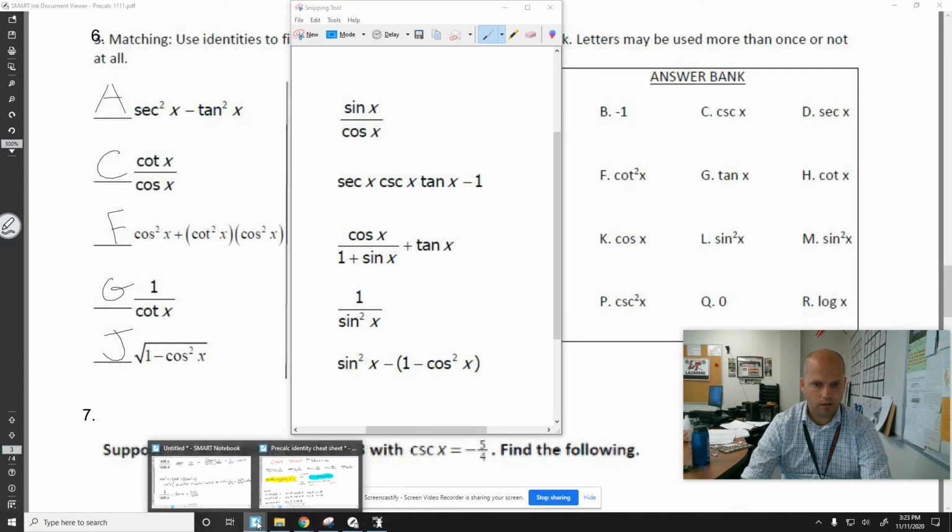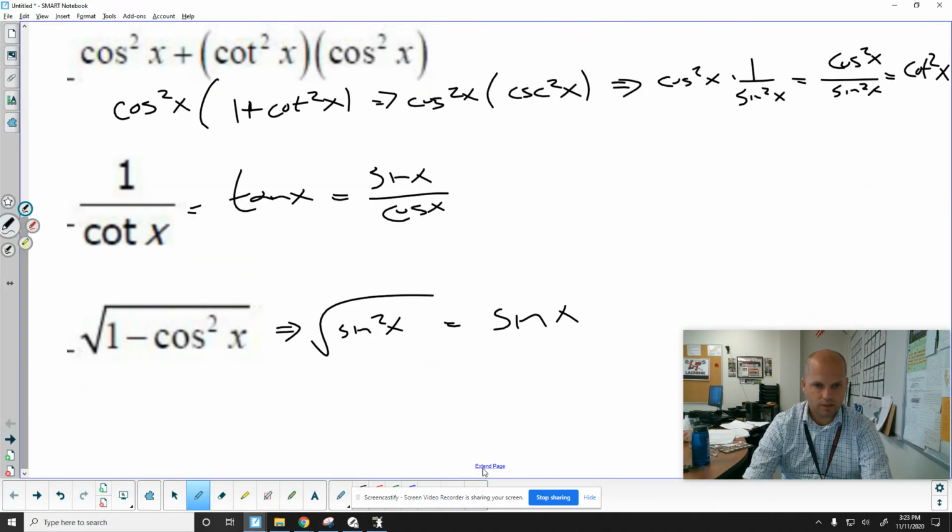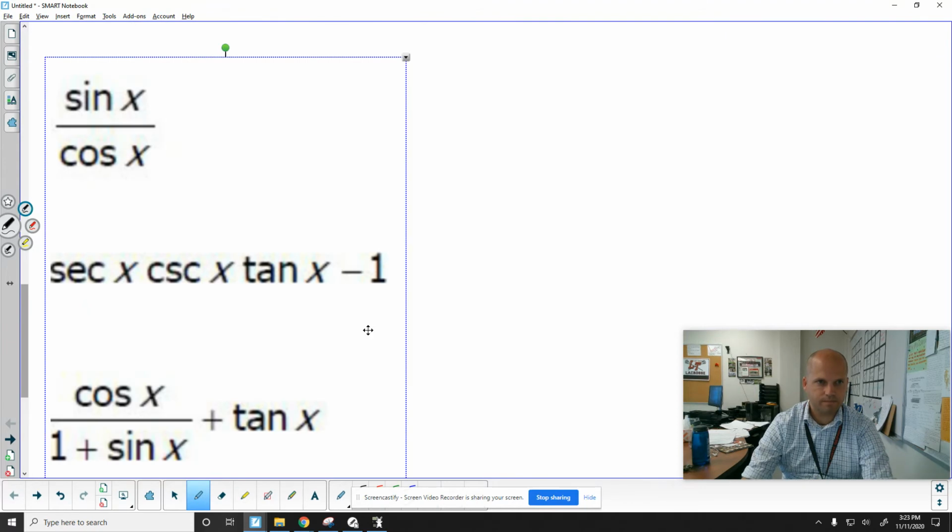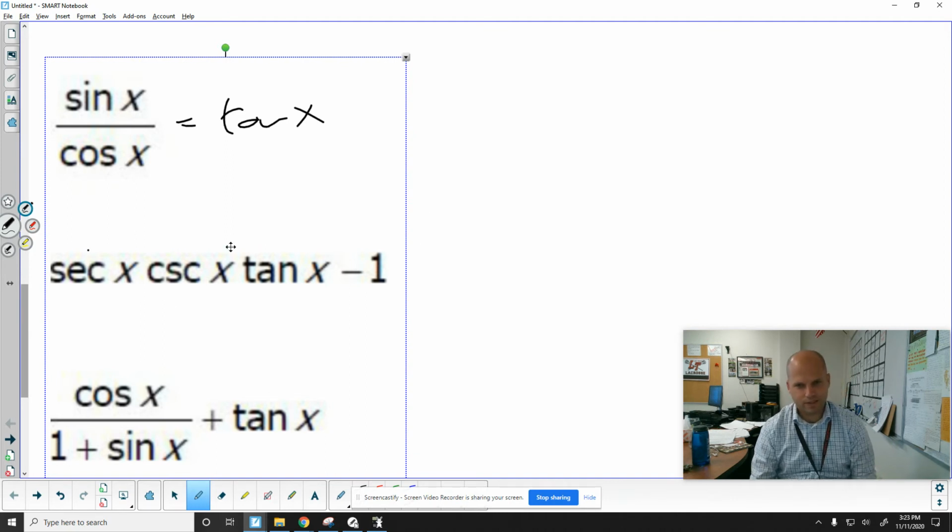It's going to be a while. But this is going to be your toughest test yet. Sine over cosine. Easy. Tangent. Secant, cosecant, tangent, -1. What? Listen, this is all set up for something -1. Secant is 1 over cosine. Cosecant is 1 over sine. Tangent is sine over cosine.